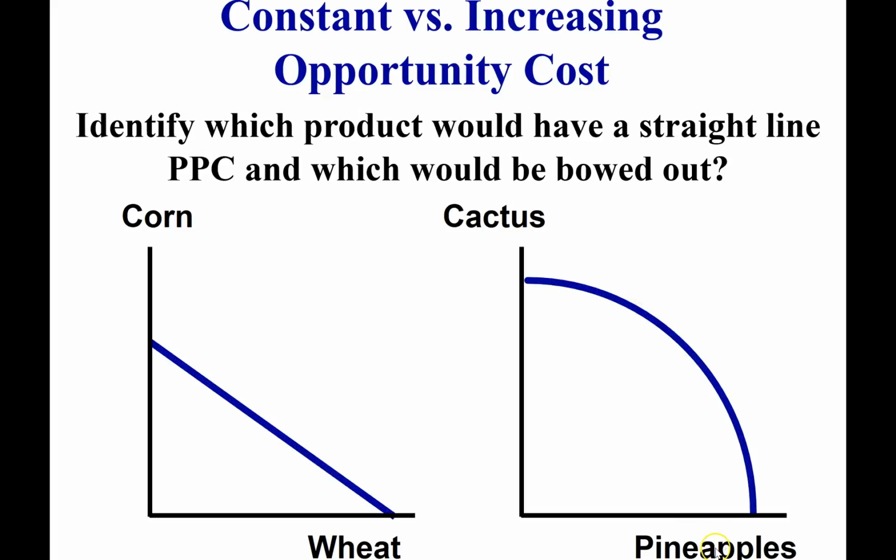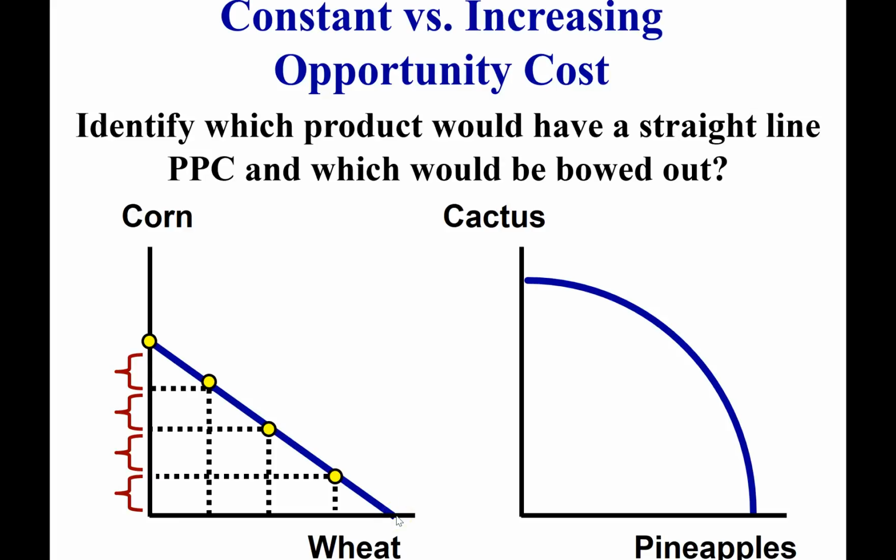Cactus and pineapple, on the other hand, have very, very different inputs. Therefore, as I produce more pineapple, I'm going to be giving up more and more cactus production as I'm shifting my resources to be more suited to pineapple production. Here you can see that with the corn and wheat, you have constant opportunity costs. So if we looked at the slope of this line, it would be constant.